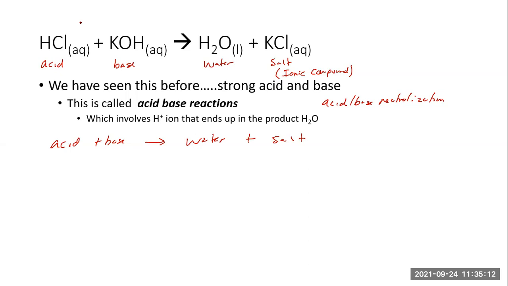But if we look at it, hydrochloric acid, that is a positive negative guy. Potassium hydroxide is a positive negative guy. Again, the two positive guys are going to switch, the H plus and the OH minus.